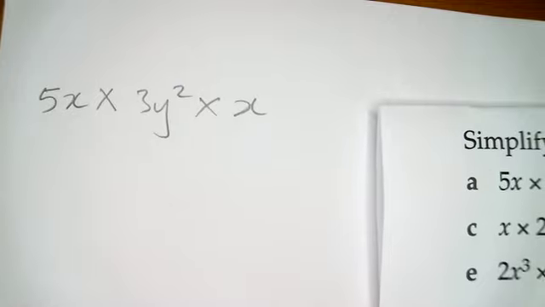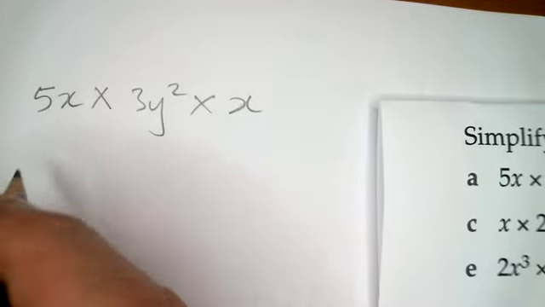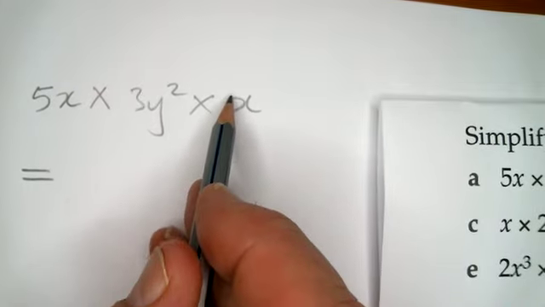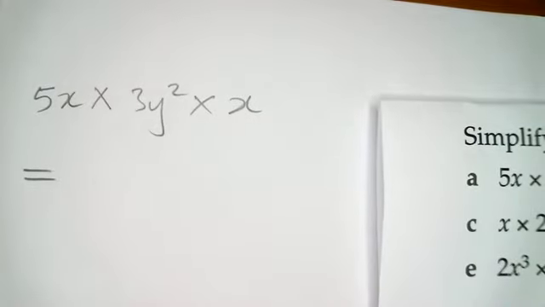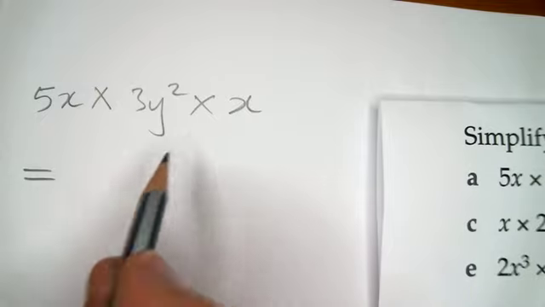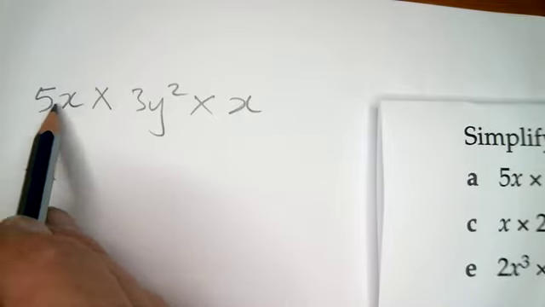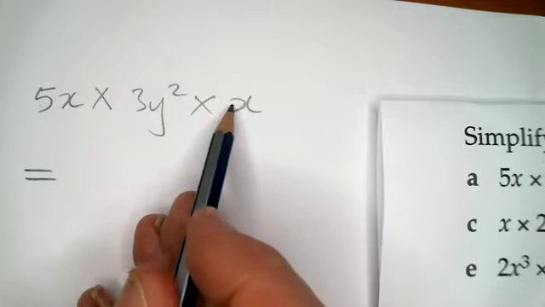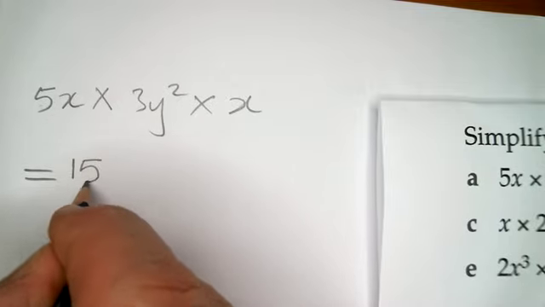Now, whenever we do these, the first thing we do is we multiply the coefficients together. Now, the coefficient of x here is 1, because it doesn't have a visible coefficient. It just means 1 times x. So I've got a 5x and a 3y squared and a 1x. So 5 times 3 is 15 times 1 is still 15.